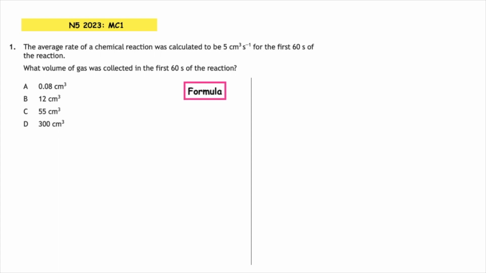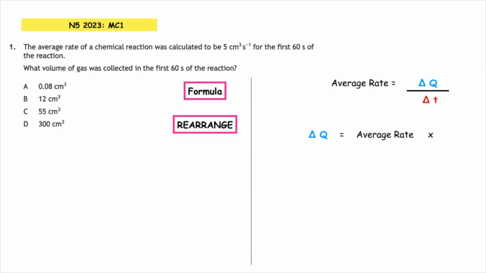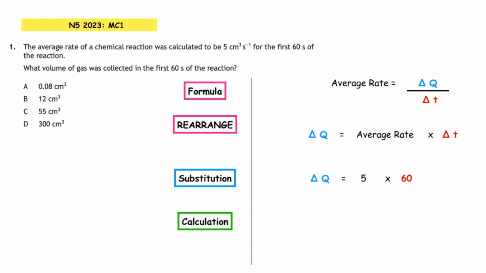So firstly, we write out the formula. Average rate is equal to change in quantity over change in time. We're going to have to rearrange that because we want to work out the quantity of gas collected. So that would be change in quantity is equal to average rate times the change in time. We want to substitute in the values given in the question. So it would be 5 times 60. And when you put that into the calculator, that means that the quantity of gas being produced would be 300 centimetres cubed.